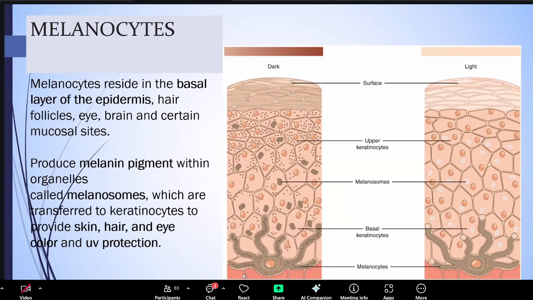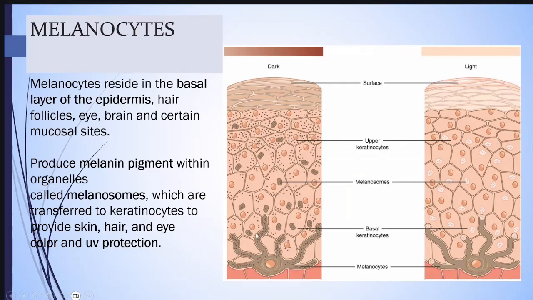So the number of these cells does not change in different ethnic groups, be it an American, a Brit, a Mongolian, or a Nigerian. The melanocyte number is the same, but the amount of melanin pigment produced and the size of the melanosomes, that only matters. And this is very, very important because it is this melanin which is going to give you protection when you get exposed to sun rays.